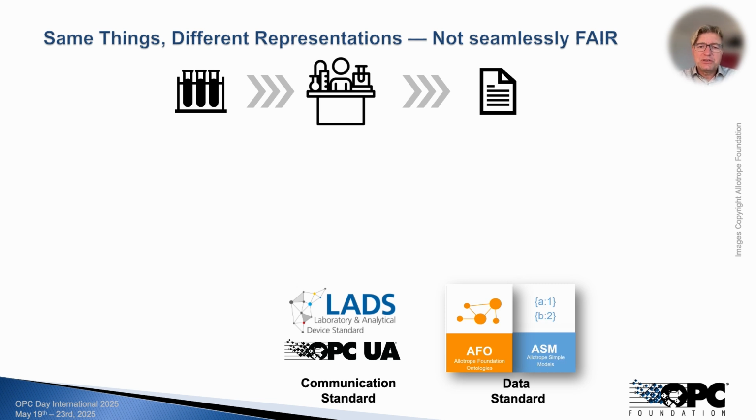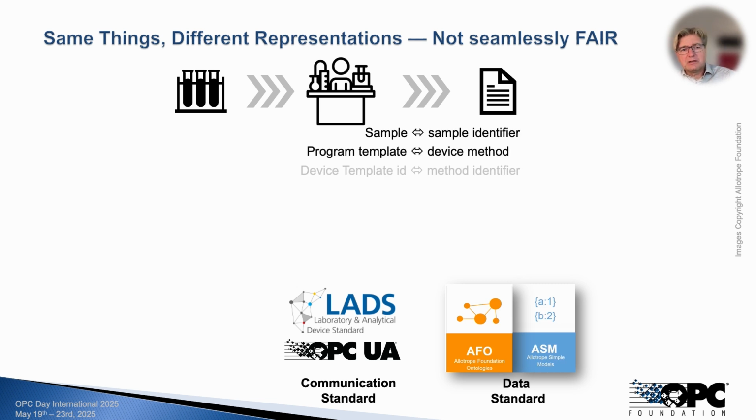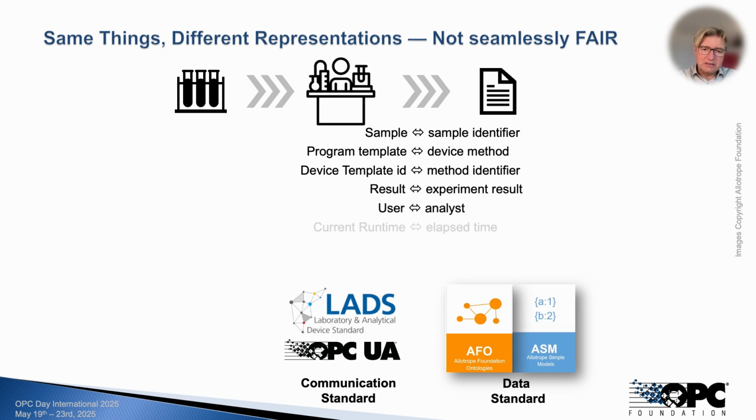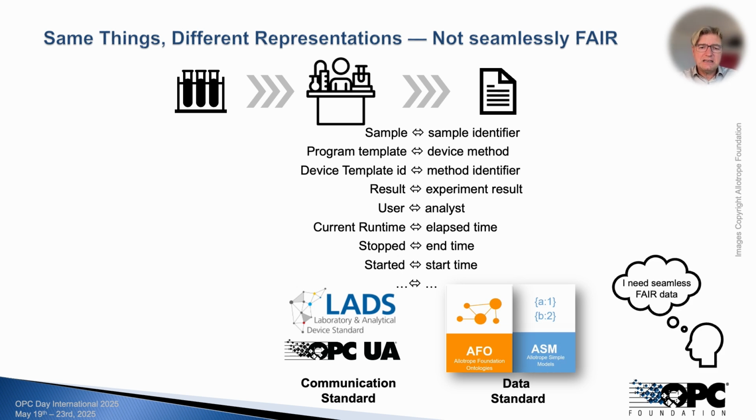Let's take a look at some terms used in LADS OPC UA versus their equivalents in AFO and ASM, such as sample and sample identifier, program template and device method, device template ID and method identifier, result and experiment result, user and analyst, current time, elapsed time, and so on. Technically, they refer to the same concepts, but they are labeled differently, structured differently, and often stored in disconnected systems. And so the user says, "I need seamless FAIR data, not just FAIR at the endpoint, but FAIR from the first byte to the final result."